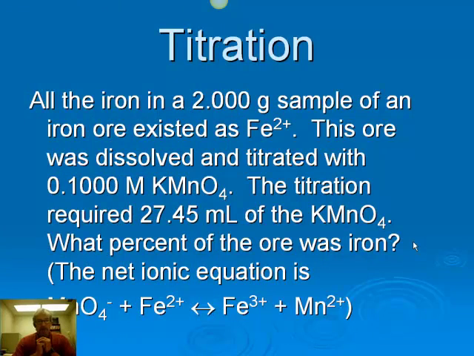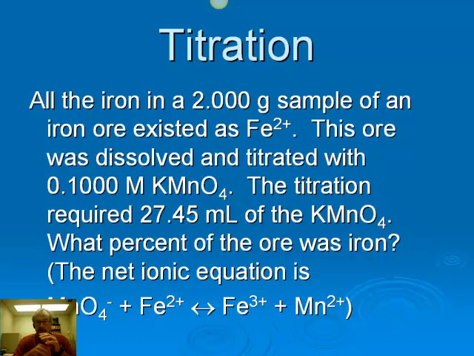Here's another example titration. This doesn't involve two solutions, but it involves something that can be turned into a solution. It says all the iron in a 2-gram sample of an iron ore exists as Fe2+. This ore is dissolved, so that makes it into a solution, and that means you can titrate it. And it's titrated against a 0.1 molar KMnO4 solution. The titration requires 26.45 milliliters of KMnO4, so that's what came out of the burette.